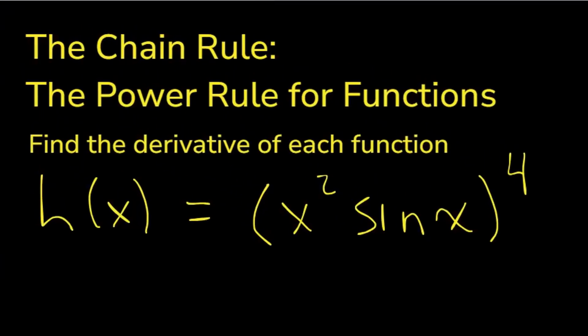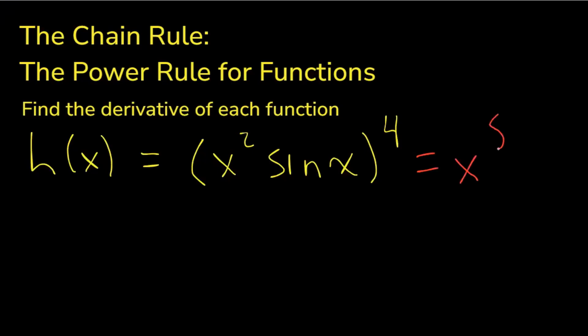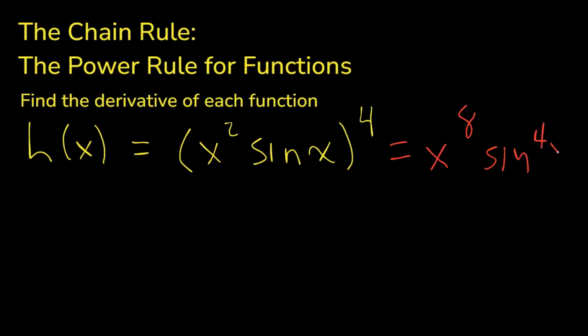Here's another situation that could come up. Notice this is a power rule for functions because you have a function, x squared sine x, raised to the fourth power. But notice the x squared sine x is a product. So this looks like it would be a product rule inside the power rule. But since you have a product, we can actually simplify this as x to the eighth sine to the fourth x.